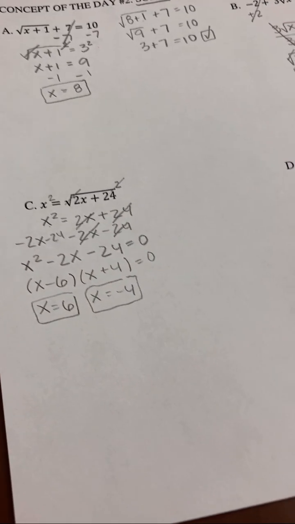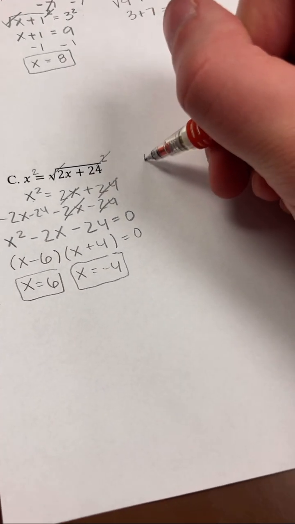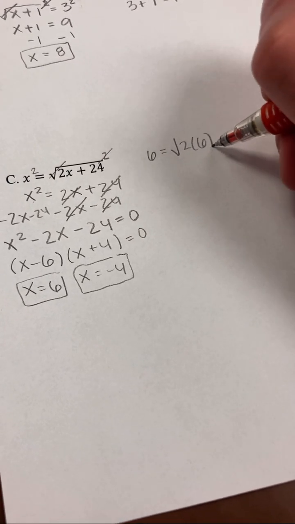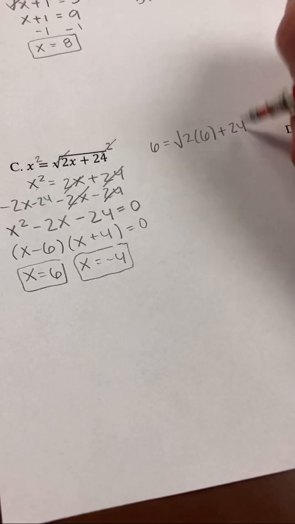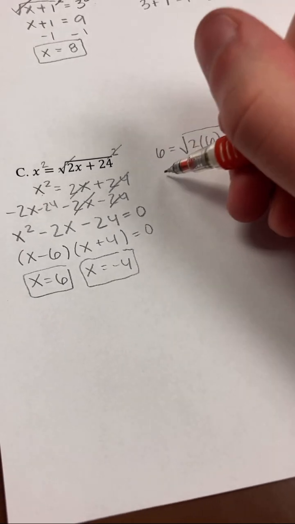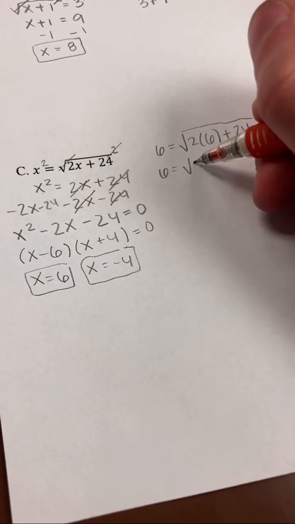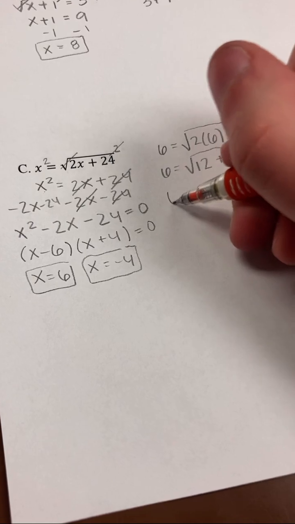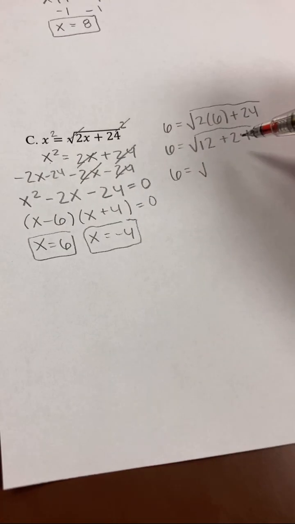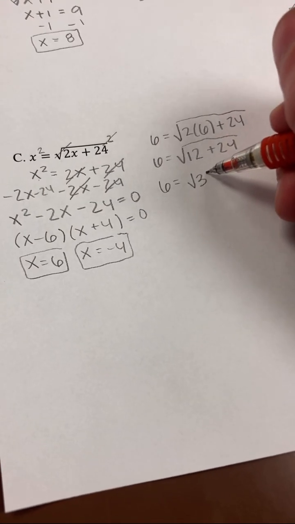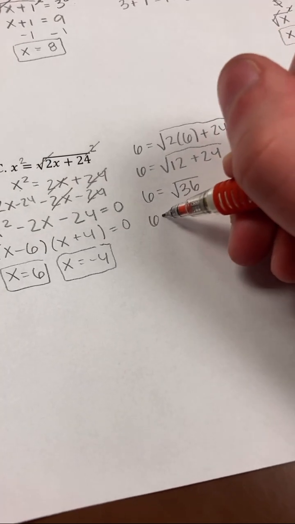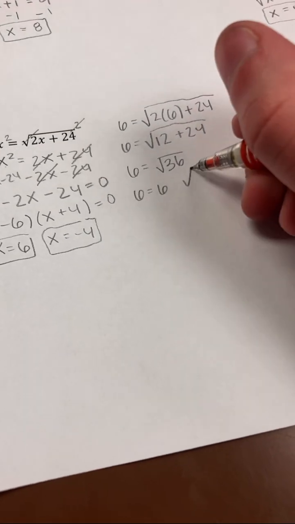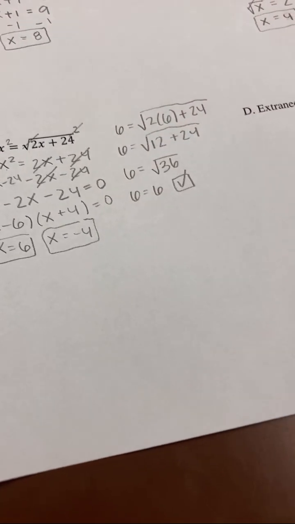All right, if I plug 6 into the equation, right, I have 6 equals the square root of 2 times 6 plus 24. So I get 6 equals the square root of 12 plus 24. All right. And I get 6 equals the square root of 36. And yep, 6 equals 6 because the square root of 36 is 6. So this one's good. I have to check the other solution.